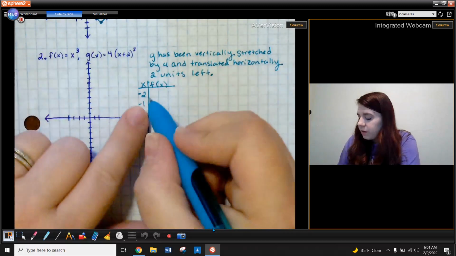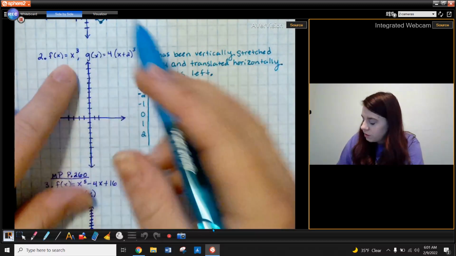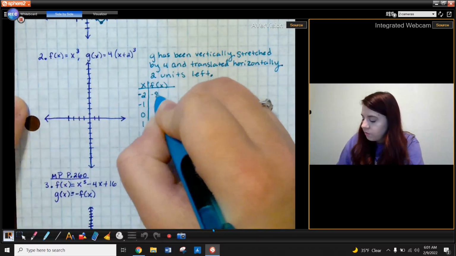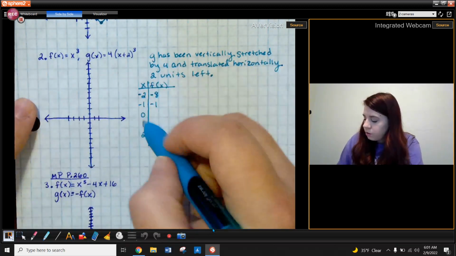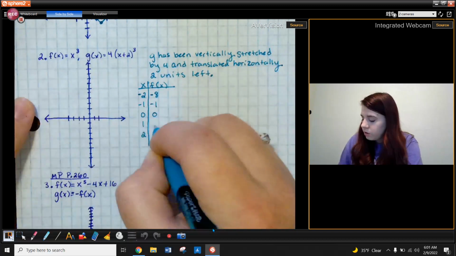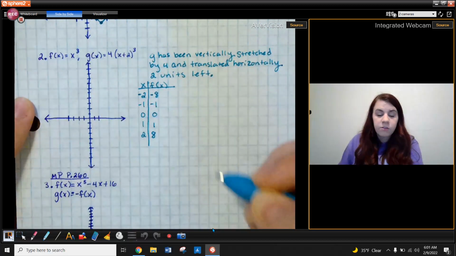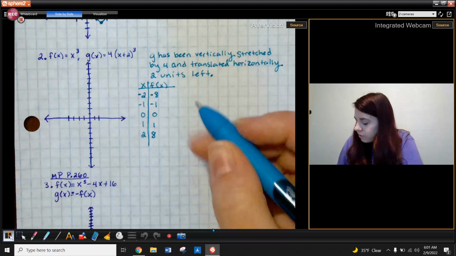So if I plug in a -2, -2 cubed is -8. If I plug in a -1, -1 cubed is -1. 0 cubed is 0, 1 cubed is 1, and 2 cubed is 8. So this gives me a list of points to graph my f of x.